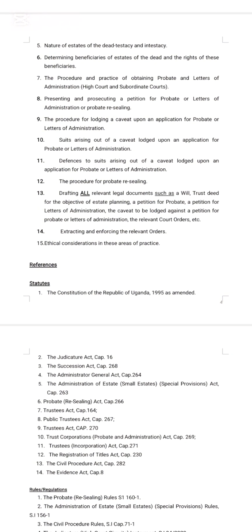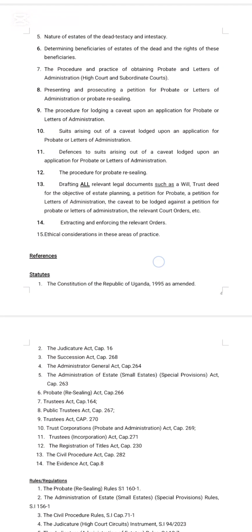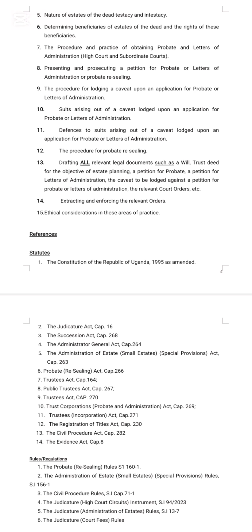Then the procedure and practice of obtaining probate and letters of administration, High Court and subordinate courts. So we shall look at how you obtain letters of administration from the High Court and the Chief Magistrate's courts. Then presenting and prosecuting a petition for probate or letters of administration or probate receiving. So basically, when we talk about probate receiving, we mean situations, for example, where you get letters of administration from Kenya, and then the property is in Uganda. So that's the process we call probate receiving. You have letters of administration from Kenya, but the property you are going to be managing is in Uganda.